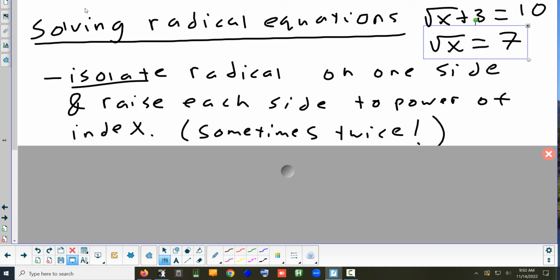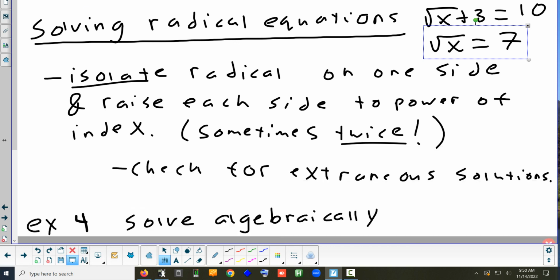One thing we do have to check for, though, is our answer and make sure that it works. Because sometimes when you raise each side to a power, you get an answer that doesn't work.